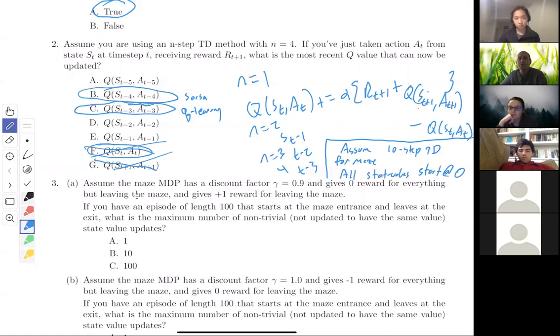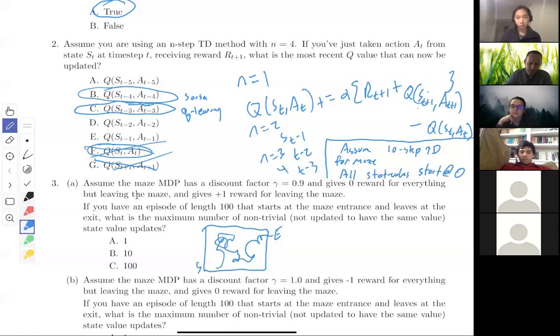So remember, this is one of the two ways we can set up a maze where we try and make it hurry through the maze. One way is a discount and give it a reward when you leave, and then in B, we'll look at the other approach where we penalize every step it stays in. So in this case, we have an episode of length 100, right? So we've got a maze, we've got a start, we've got an end, it goes around and eventually leaves, right? And the question is, what's the maximum number of non-trivial state value updates? So non-trivial meaning we don't just set zero to zero, right?